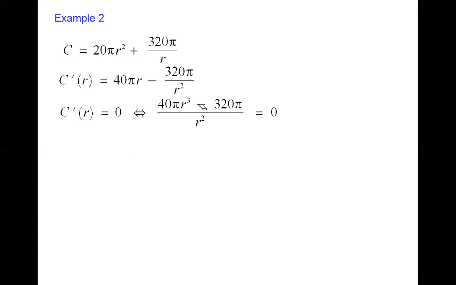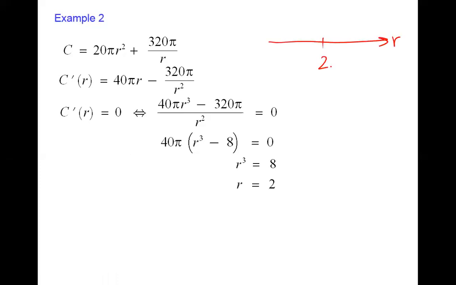Let's get a common denominator, multiplying this by r squared, getting r cubed, and derivative is 0 if this formula is 0. Fraction is 0 if the top is 0, never denominator. Factoring out common factor, 40 pi, and leaving us in the parentheses with r cubed minus 8, and of course r is 2. That means let's test this.